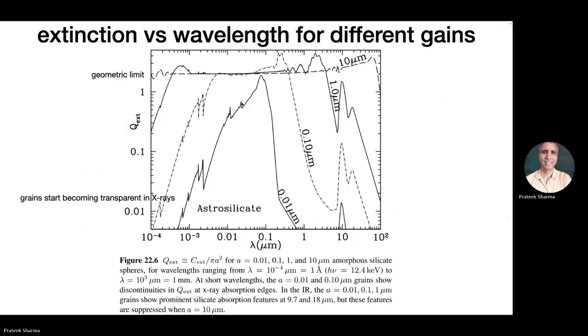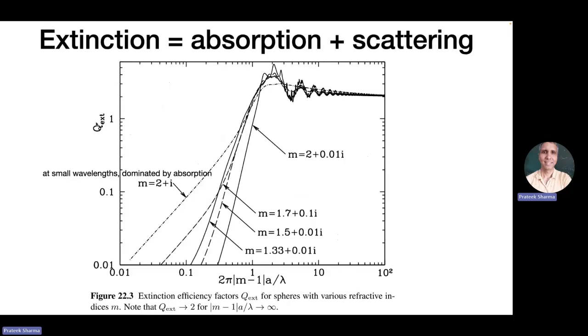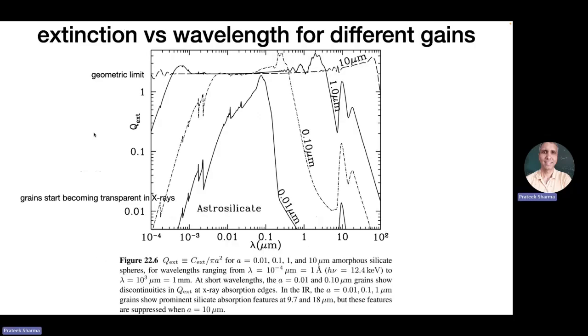Okay. What about extinction as a function of wavelength for different grains? So here the x-axis is lambda. It goes from almost X-rays to 100 micron far infrared. So what do we expect? So this is Q extinction. We expect a curve like this, right? This is Q extinction, total extinction cross section normalized to the geometrical area.